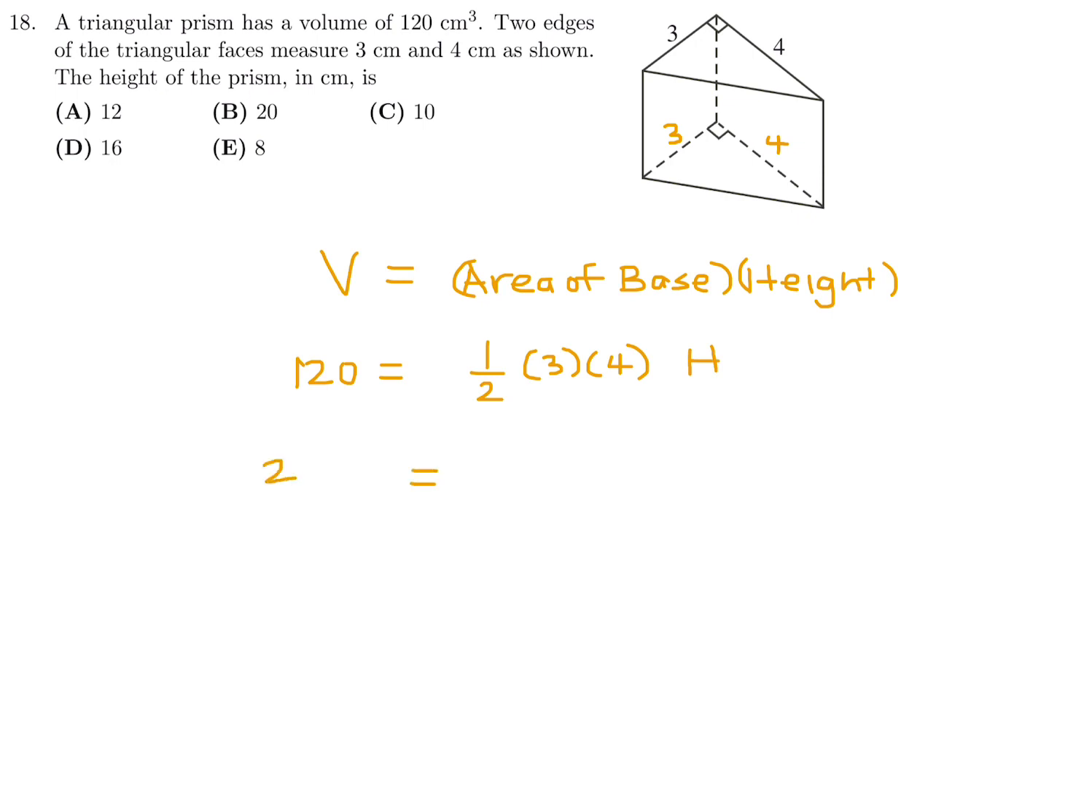So cross multiplying, this becomes 120 times 2, and then divide by 3 times 4. And when you do, you get 240 over 12, and that gives me 20. So H is 20. Number 18, therefore, is B.